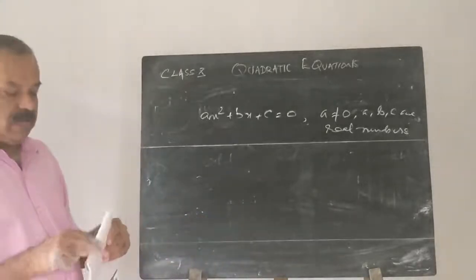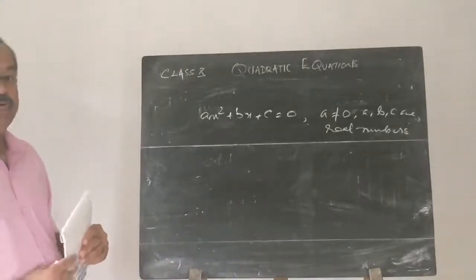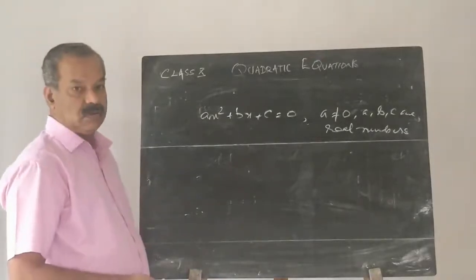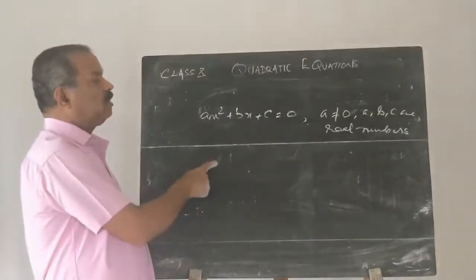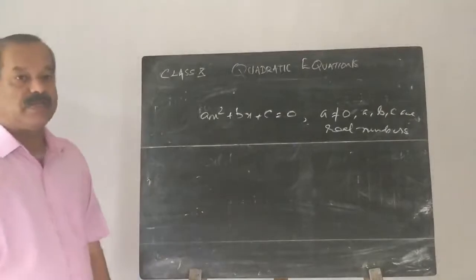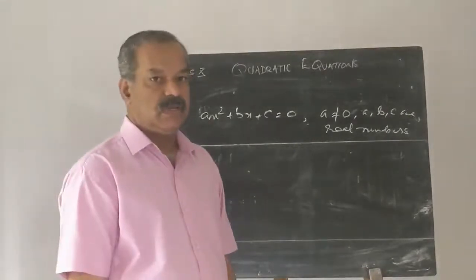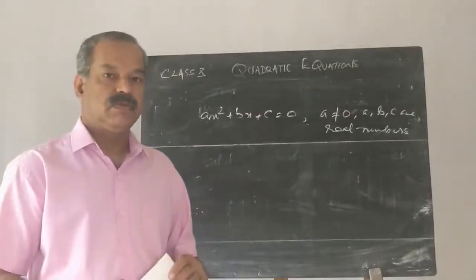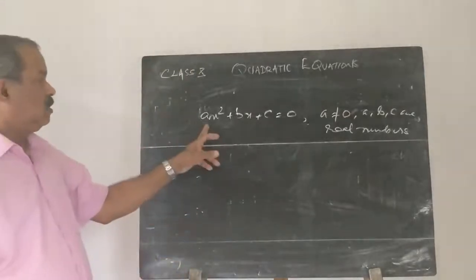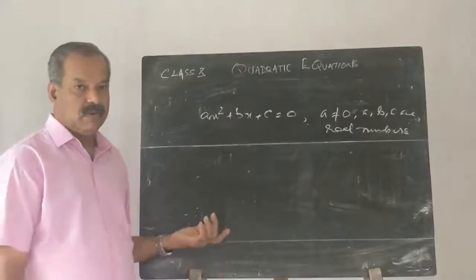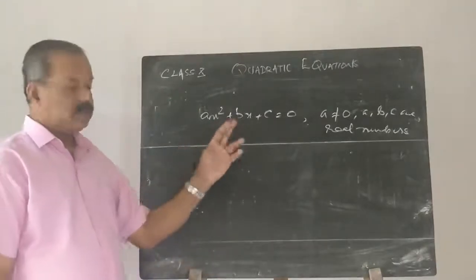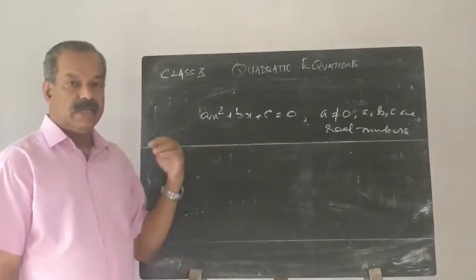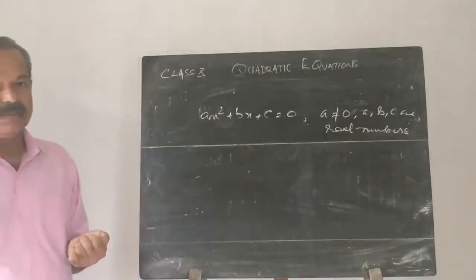Now we are going to see how to solve, or how we can find the solution of, quadratic equations. How many solutions are there for a quadratic equation? 2 solutions, because it is a second degree polynomial equation.